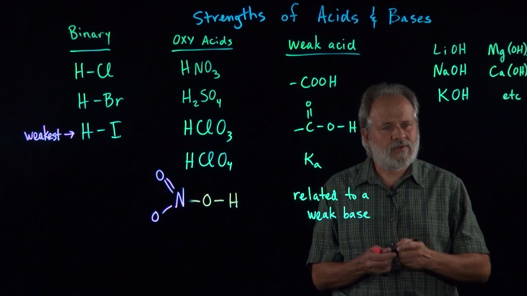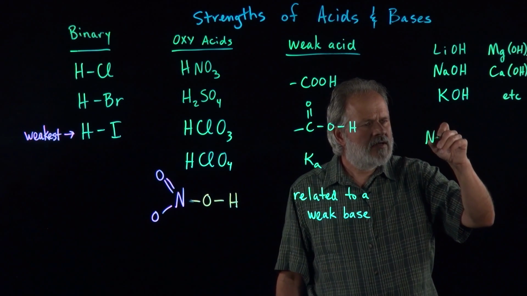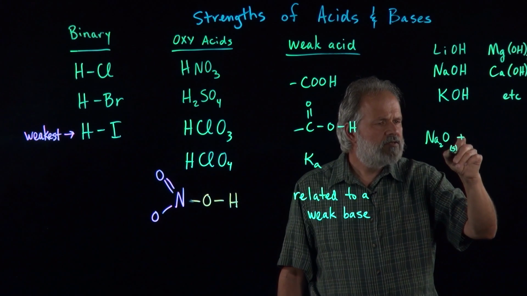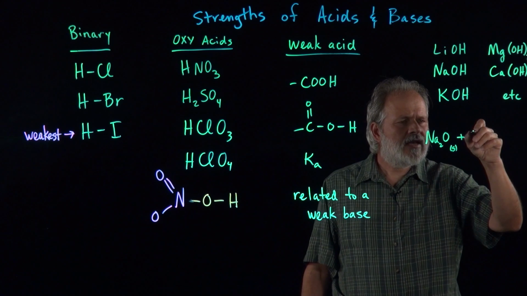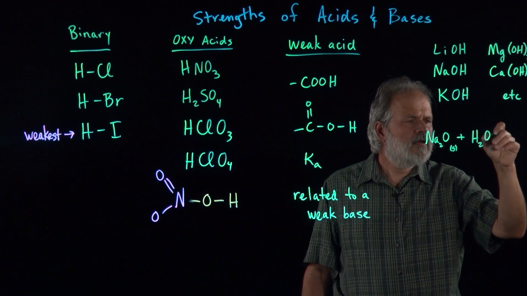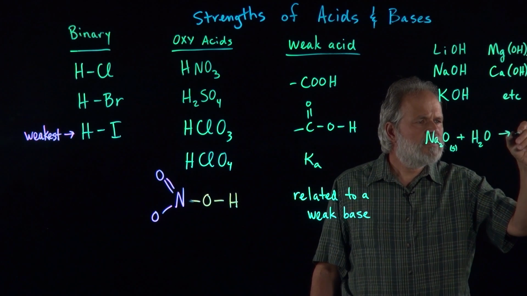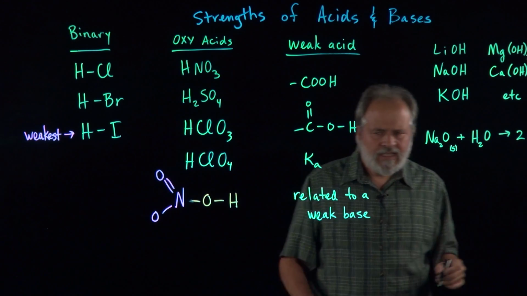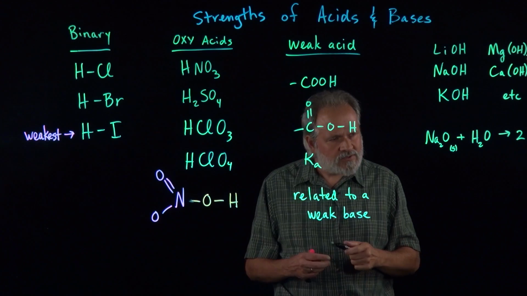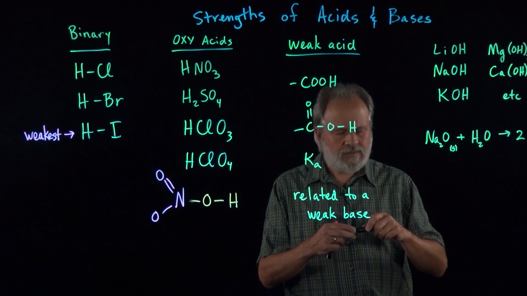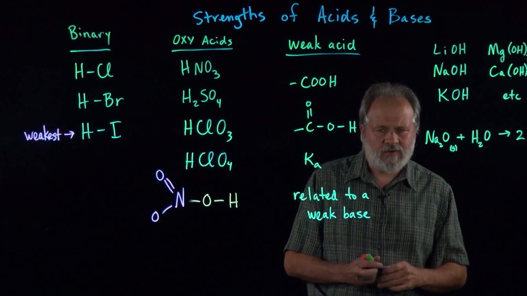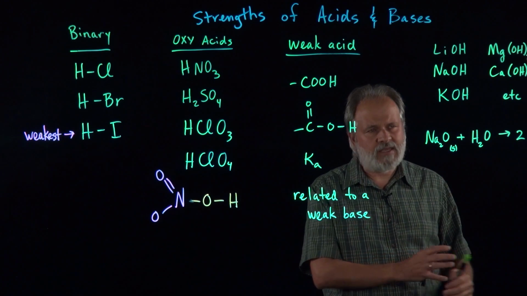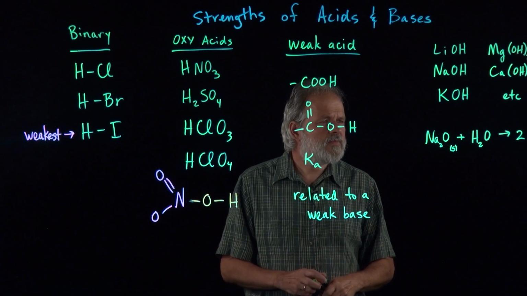Let me give you an example of that. Caustic soda is sodium oxide. That usually comes as a solid. We can add it to water and we get 2 sodium hydroxides. So the oxides of some of the alkali metals are also strong bases because when you dissolve them in water, they produce hydroxide. These already have the hydroxide. All the hydroxide is doing is coming out of the crystal lattice.